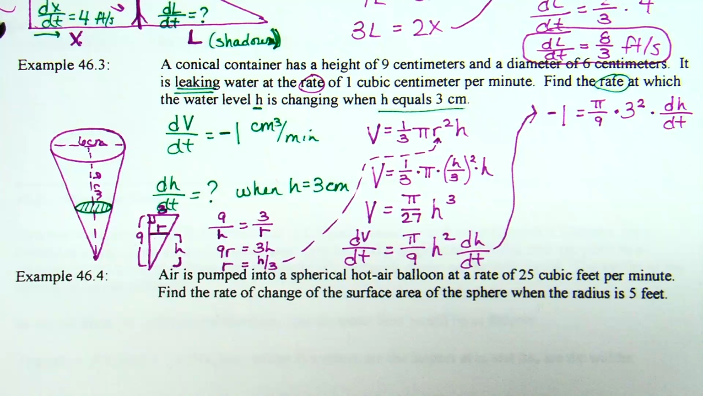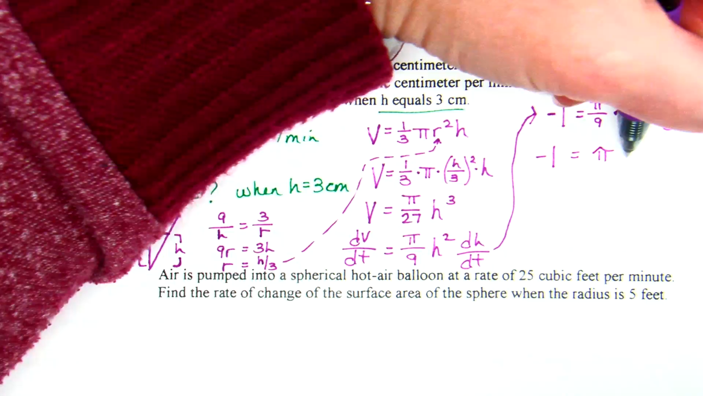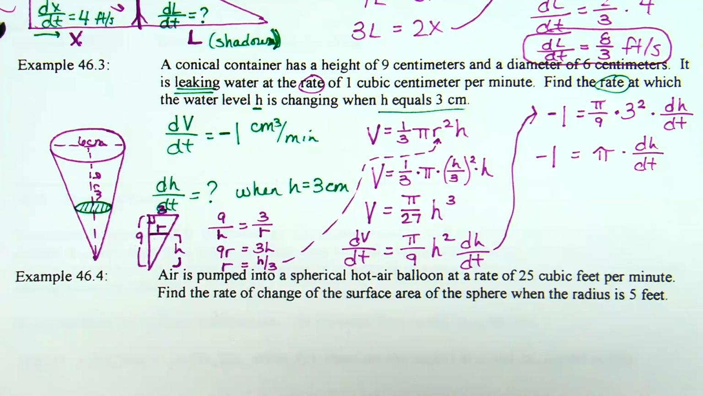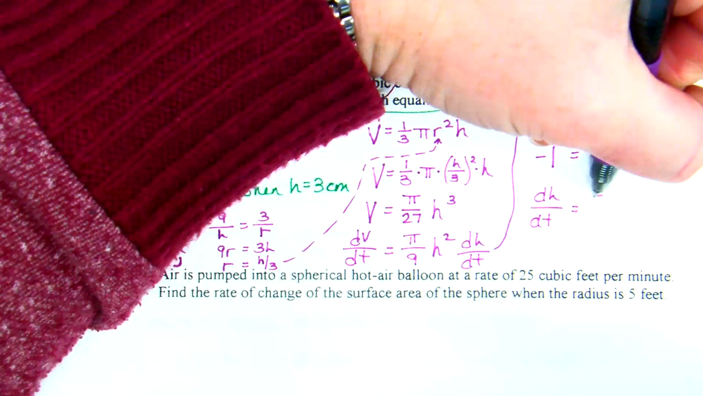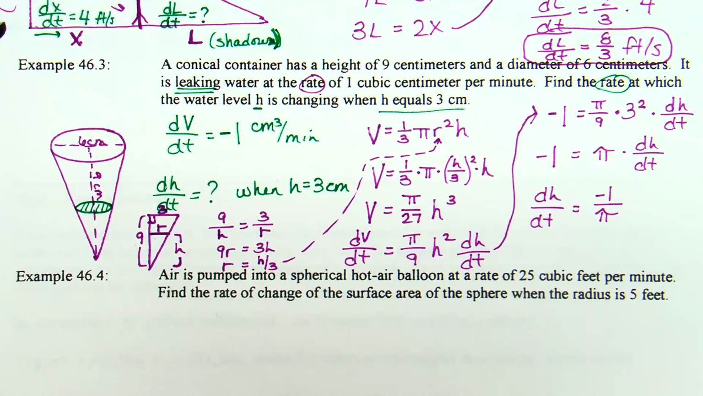-1 equals, well, 3 squared is 9. 9 times pi over 9. The 9's will cancel, and I'll have pi times dh dt. To solve for dh dt, divide by the pi. And so dh dt is -1 divided by pi. Yes, there's a decimal. I don't know what the decimal is offhand, but I'd be fine with this.